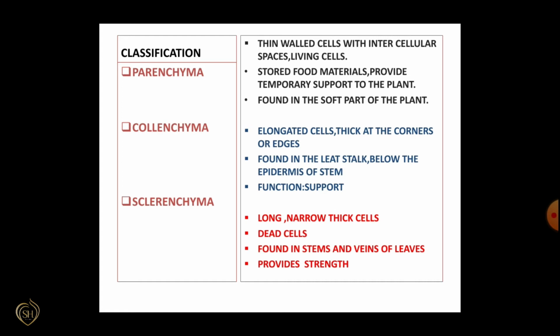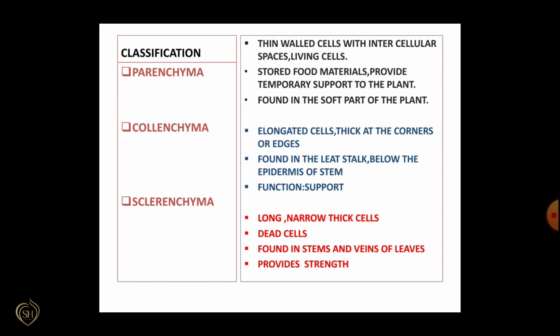Then collenchyma. These are mainly made up of parenchymatous cells which are elongated. These are thick at the corners or edges. These are mainly located in the leaf stalks and below the epidermis of stems. It gives support to the plant parts.